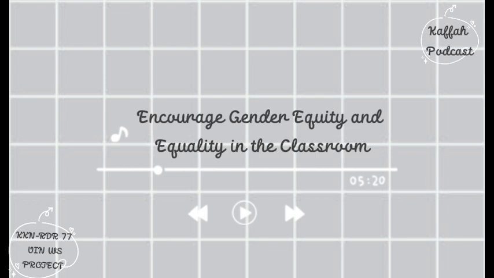And how is gender equality different from gender equity? Gender equity refers to promoting fairness in education, as well as confronting stereotypes and biases that have historically limited a student's potential. For the next, let's talk about the importance of gender equity and equality in the classroom.